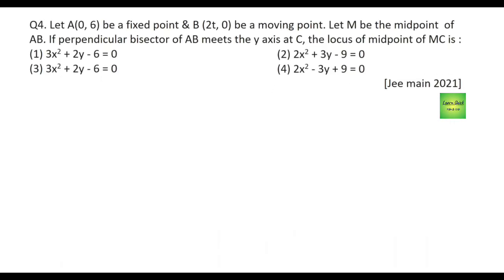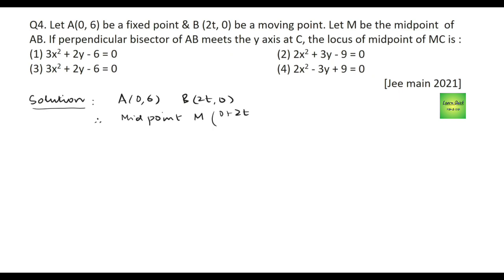Let's go over to the next question now, fourth question, which says A is 0, 6, it is a fixed point, B is 2t, 0, it's a moving point, M is the midpoint of AB. If the perpendicular bisector of AB meets the y-axis at C, the locus of the midpoint of MC is. We start with putting A equals 0, 6 and B as 2t, 0. Now the midpoint M will be given by section formula or midpoint formula, as you see, you get it as t, 3. Once you get this, now we find the slope of the line segment AB.